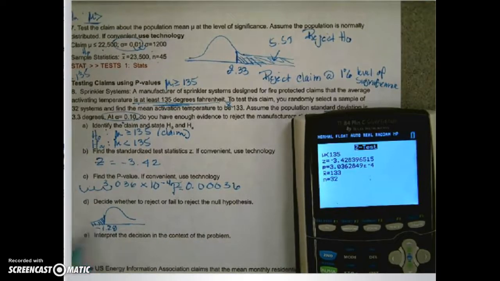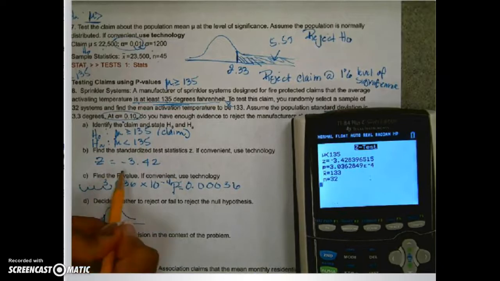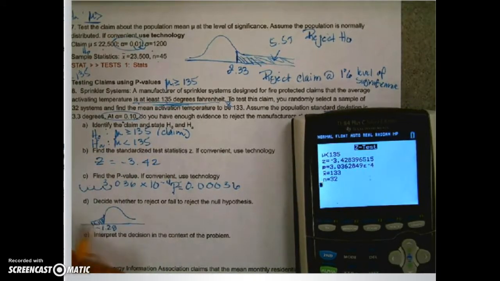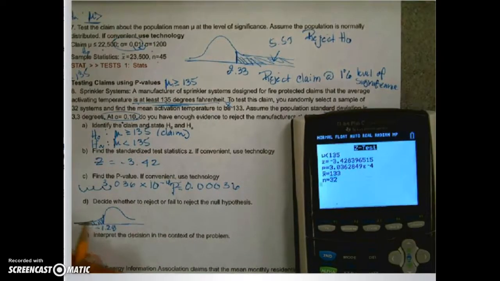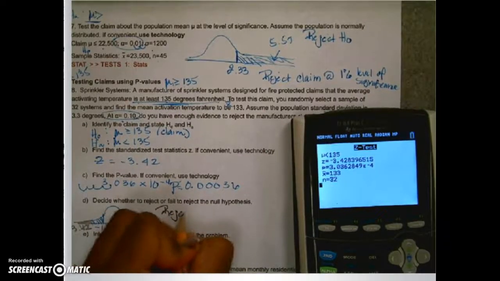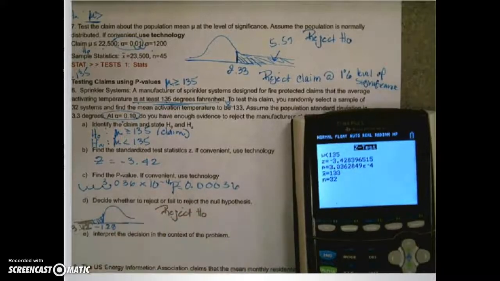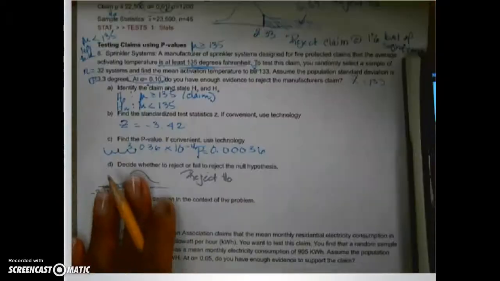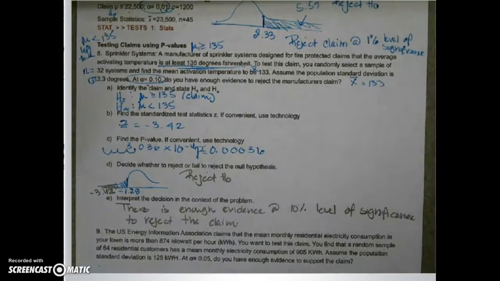This is my rejection area, and so with the z-score of negative 3.42, this is like out here. Super reject. So we will now reject the null hypothesis. So what can we say about these things? Well, I'm going to write a sentence and then I'll read it to you, so I don't have to spend the time writing it. Okay, so there is enough evidence at a 10% level of significance to reject the claim.